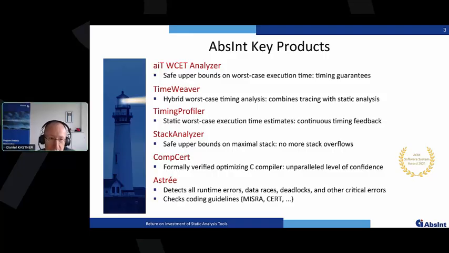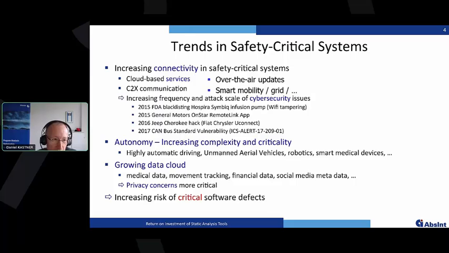Now let's have a look at some trends which are visible on the market today. Let's first look at safety critical systems. In safety critical systems you can observe that there is increasing connectivity. Safety critical systems which were closed in the old days are increasingly opening up. There are cloud-based services, X-to-X communication, over-the-air updates, applications like smart mobility and smart grid, which incurs the danger of making these systems also vulnerable to cybersecurity attacks.